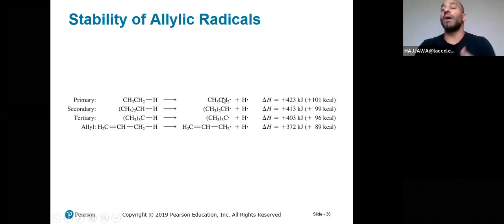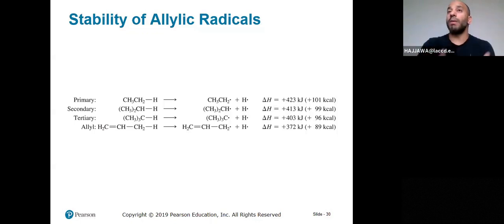And the same applies if I would be dealing with an allylic anion. The allylic anion will be more stable than a tertiary anion, than a secondary anion, than a primary carbanion, or the methyl carbanion. This is very important to keep in mind, that the resonance does give stability to those intermediates.